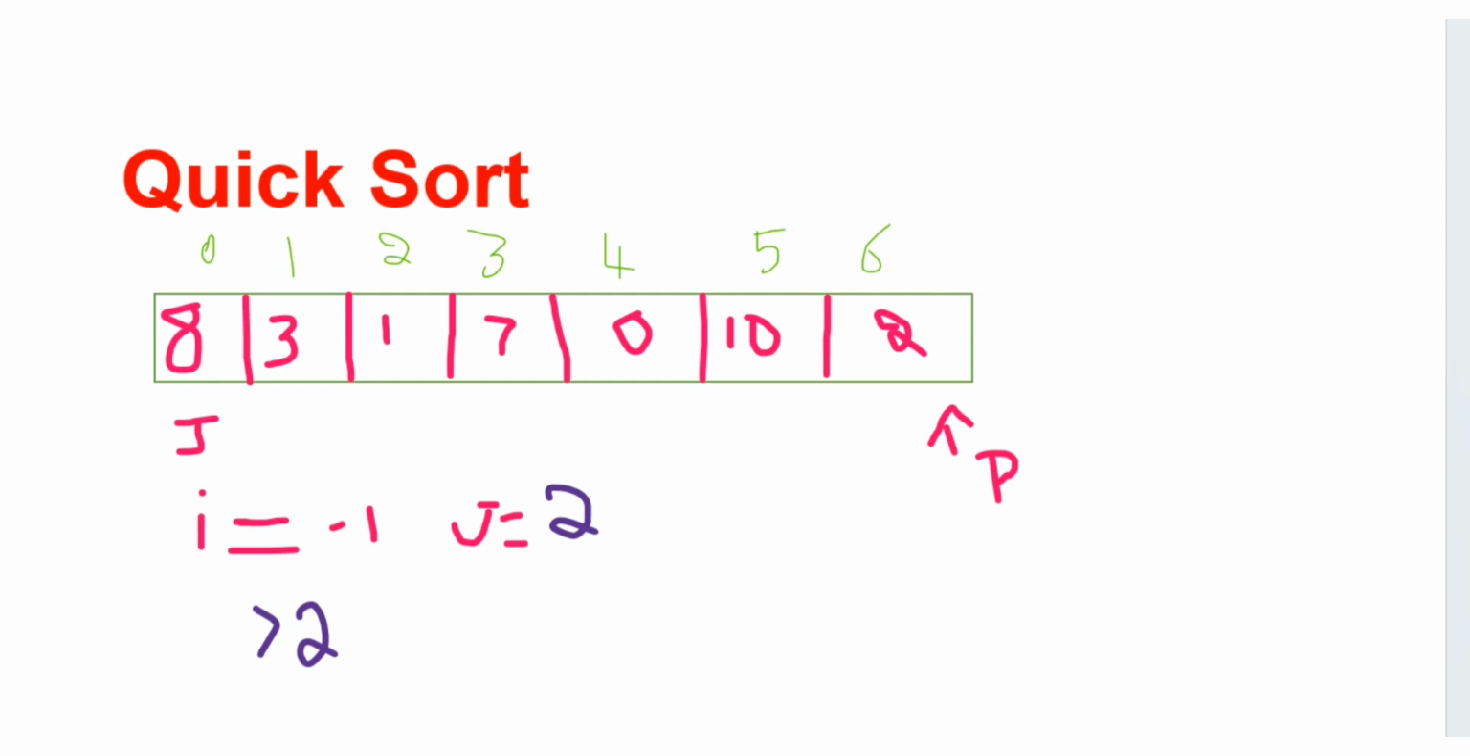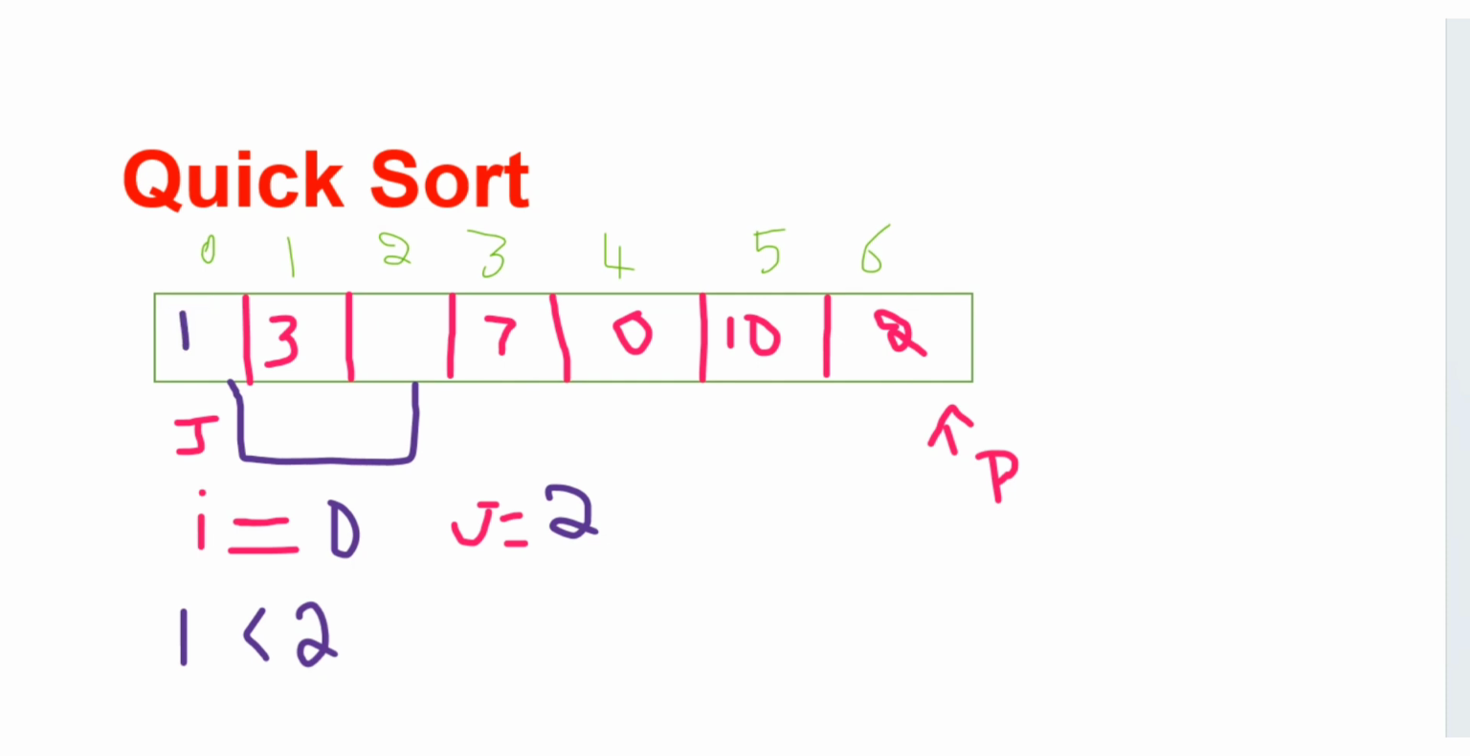We need to increment I by 1. It means I is equal to 0. Then we need to swap 1 and 8. In place of 8, we need to put 1. In place of 1, we need to put 8.